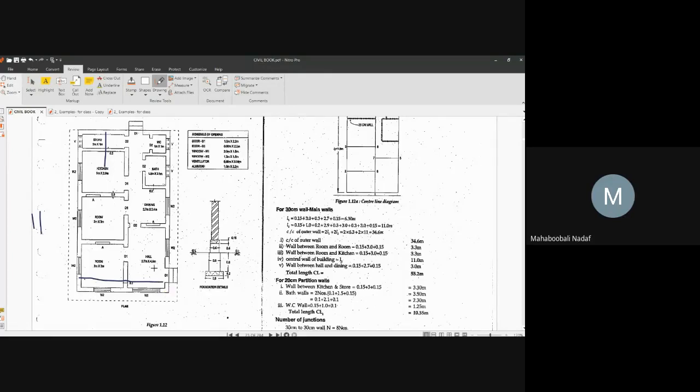So first we will do it outer to outer full. Then we will add internal. Total perimeter how much? 2 into 11, 2 into 6.3. Correct? Yes, sir. How much is it coming? 34.6, sir. That is only outer to outer 30 centimeter.